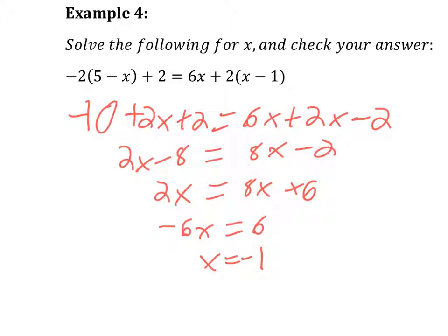Then example 4, this one you had to distribute on both sides. There was combining of like terms you could do on each side. Then you had to work on getting those x's together. So again, it doesn't matter what way you go. You could have subtracted the 2x or subtracted the 8x. Again, just pick a side.